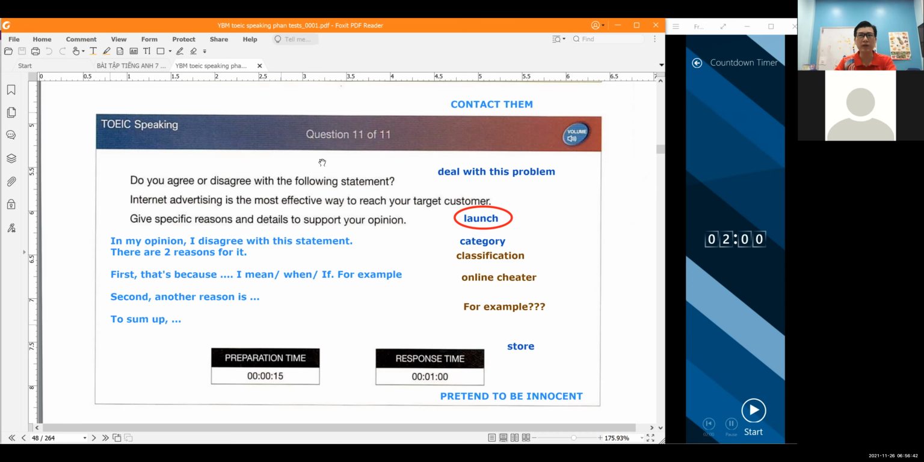And do you remember the meaning of deal with this problem? When you deal with the problem, you try to find a way to solve the problem.